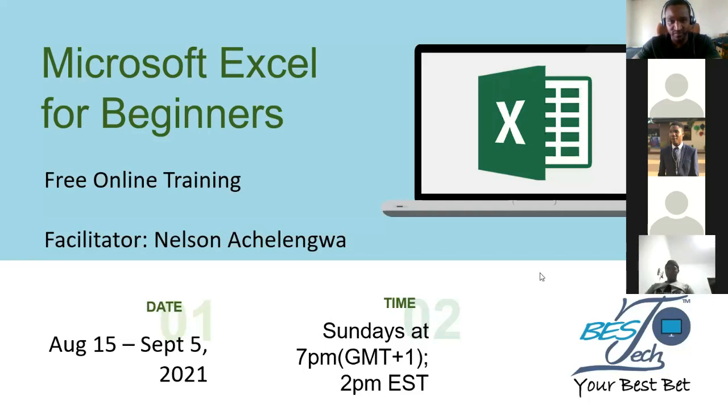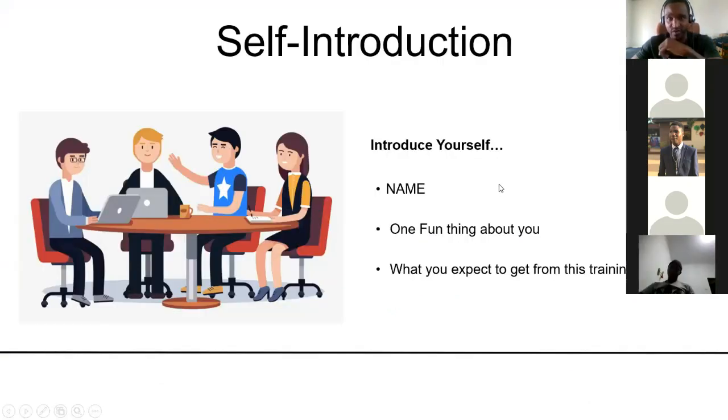As I already said, my name is Nelson Achelemwa, and one fun thing about me is that I like to play basketball. And what I hope to get from this training is that by the end, each and every one of you should have a mastery of the fundamentals of Excel. That is what I hope to get, and also that as I teach you in the process, I get to improve on my knowledge in this skill as well.